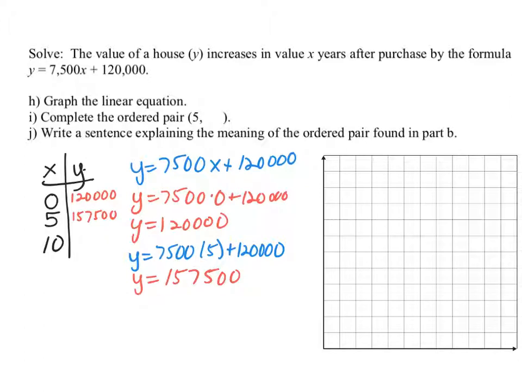Okay, now let's look at our final x value. Let's see what the value is after 10 years. Replacing the x with 10, we get y equals 7,500 times 10 plus 120,000. When we simplify that, we get y equals 195,000.